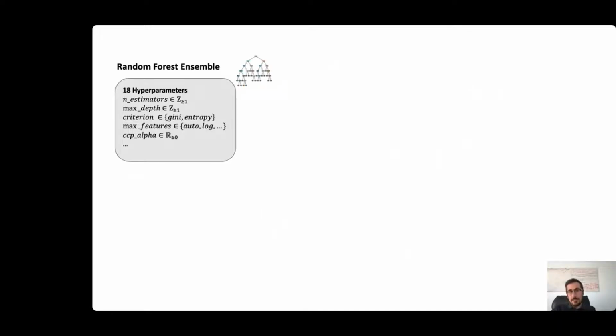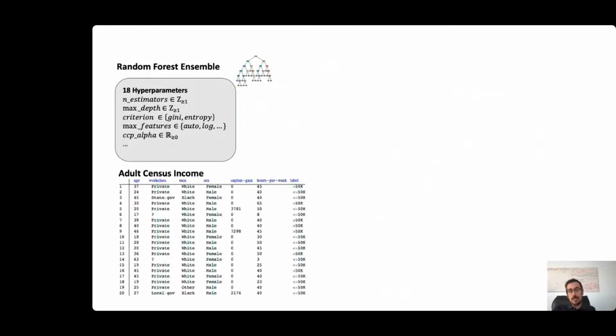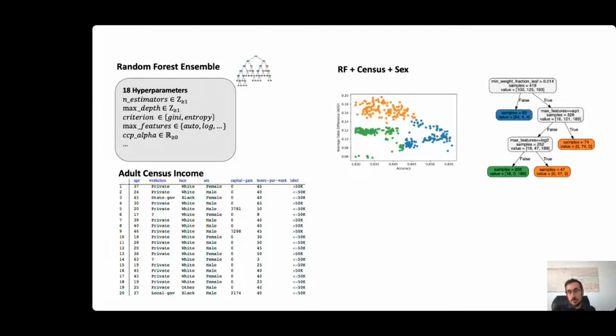To overview our approach, let's consider a random forest ensemble with 18 hyperparameters, such as the max depth of the tree, and a dataset of adult census income that predicts whether an individual has an income over 50K or not. We use sex as a sensitive attribute first. We run our search algorithm for 4 hours and characterize the inputs. We measure fairness based on EOD, which is equal opportunity difference. Basically, it is the difference in true positive rate of two groups, in this case, male versus female. And we consider overall accuracy.